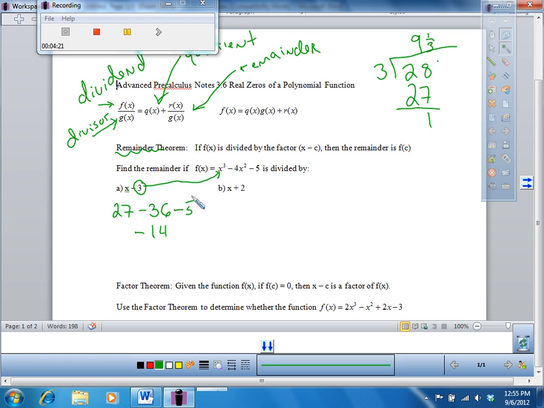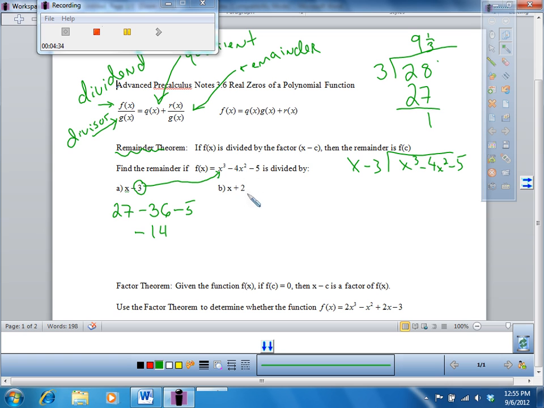What that means, if I did a long division and I were to divide x minus 3 into x cubed minus 4x squared minus 5, I'm not sure what the quotient is. We'll talk about that in a minute. But the remainder would be negative 14 over x minus 3.